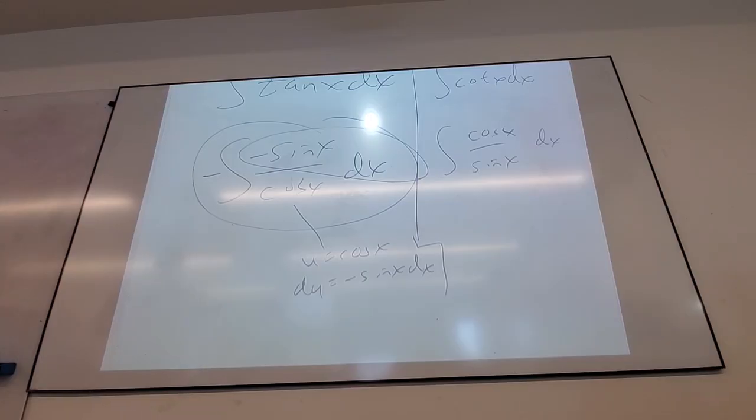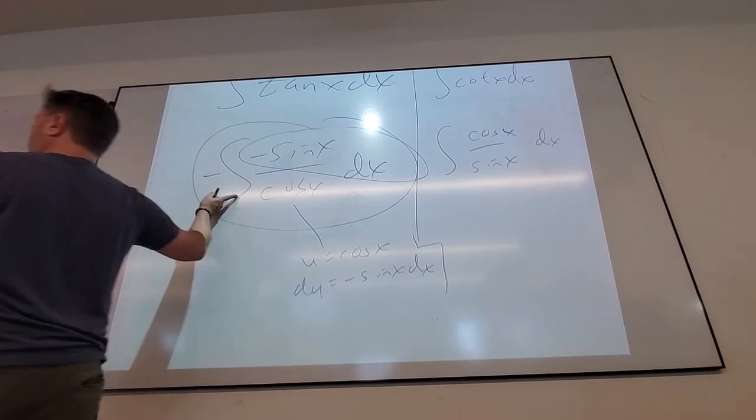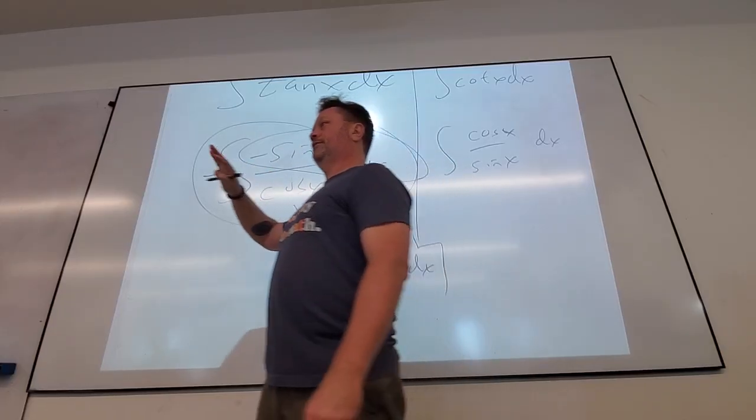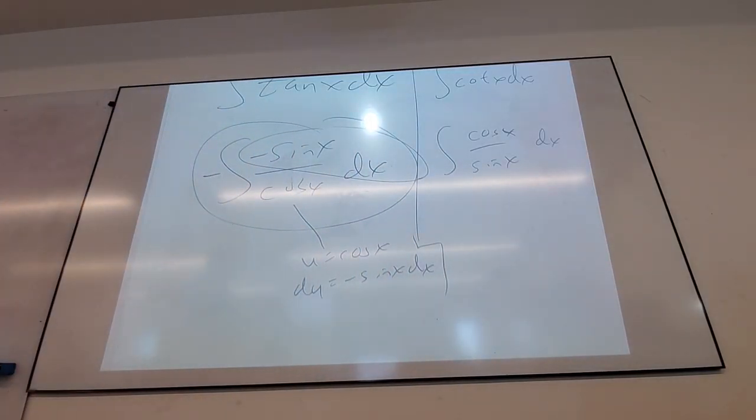So doing this substitution, negative sine x dx is du. And where is your u? Oh, on the bottom. So it'll be 1 over u du, which is an easy integral, unless you make it hard. What's the integral of 1 over u du? ln absolute value. Okay, I like it.